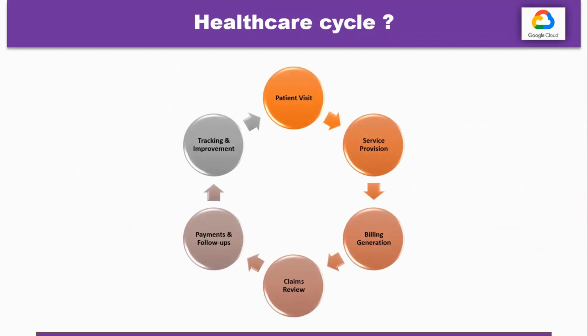To show you this, I have created a simple chart. You can see here there could be a patient visit, that is the first thing, and then you have the service provision, then bill generation and the claims review, and then the follow-ups, payments and payment tracking. So these are the things that come under the healthcare revenue life cycle. These are the steps.